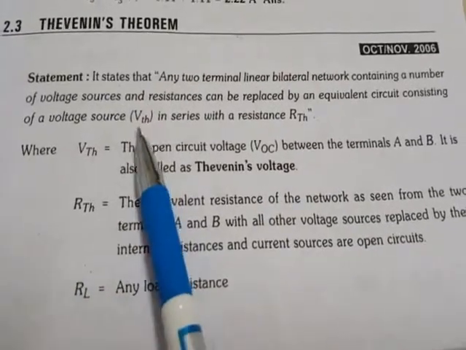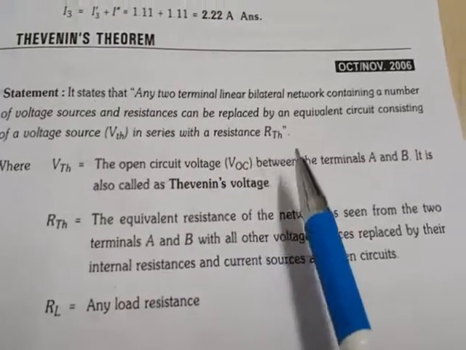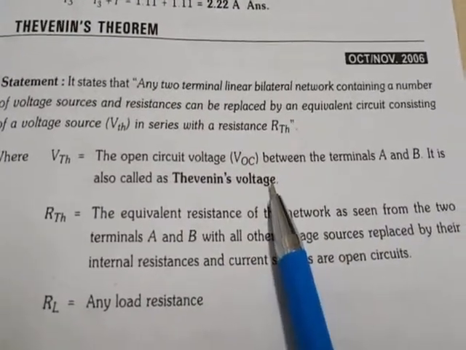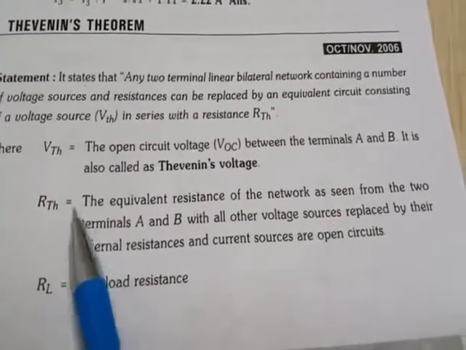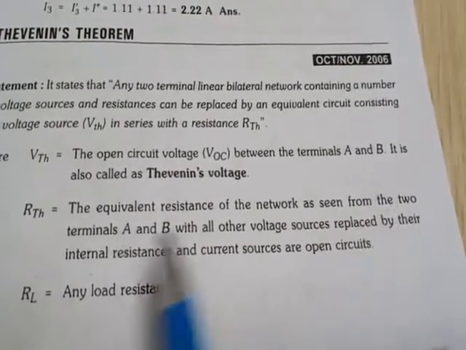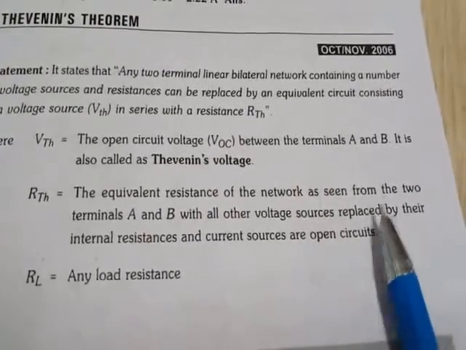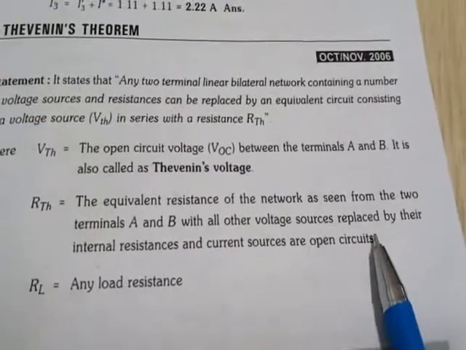VTH is nothing but the open circuit voltage VOC between the terminals A and B. It is called Thevenin's voltage. In a similar way, what is R Thevenin? RTH is nothing but the equivalent resistance of the network as seen from the two terminals A and B, with all other voltage sources replaced by their internal resistances and current sources as open circuit.